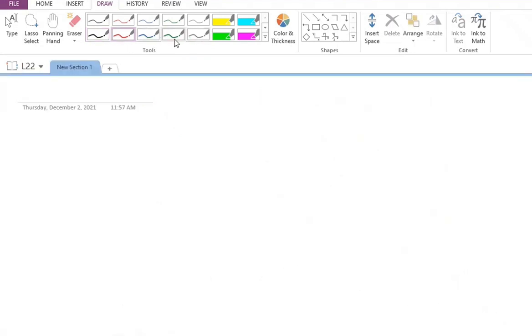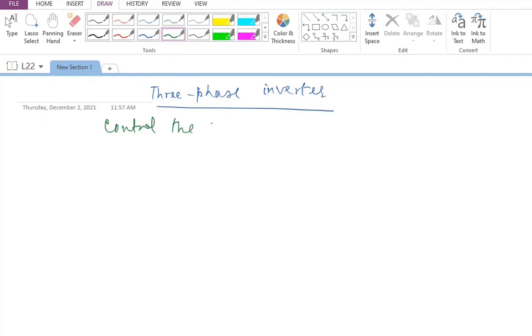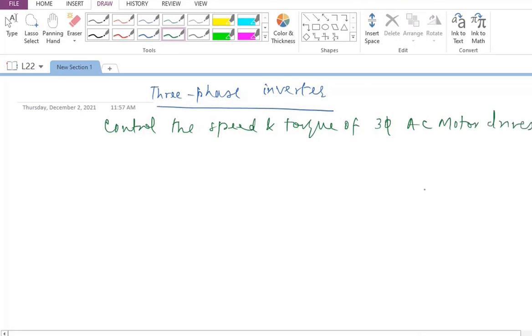Now that we have completed all the PWM techniques corresponding to single phase inverter, I'm going to migrate to three-phase inverter. And three-phase inverter is very, very commonly used, especially when we want to control the speed and torque of three-phase AC motor drives. Whenever I'm going to employ the inverter for three-phase AC motor drive speed and torque control, it has to be a three-phase inverter. So I have to have the output in the form of A, B, C phases.